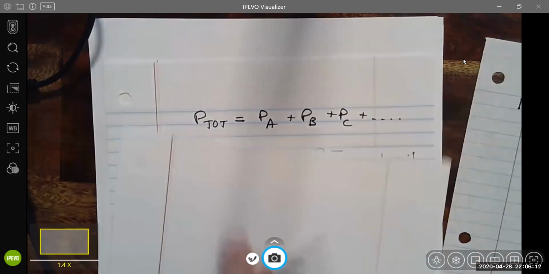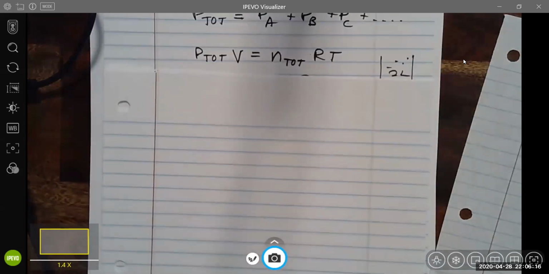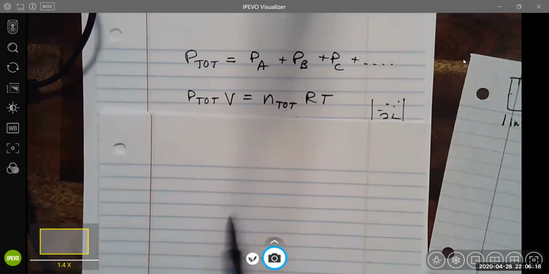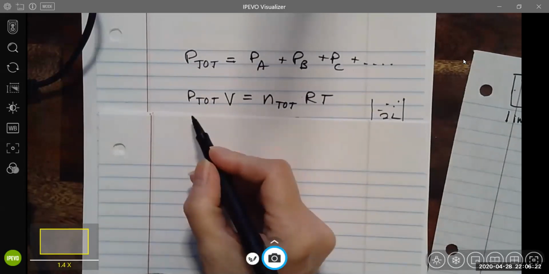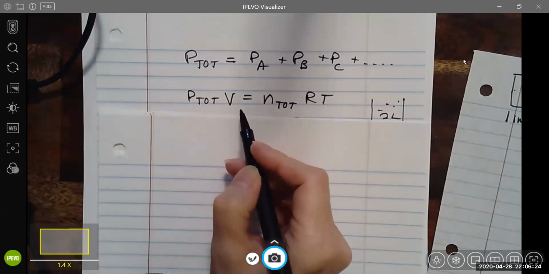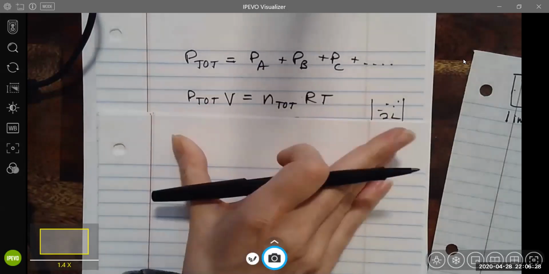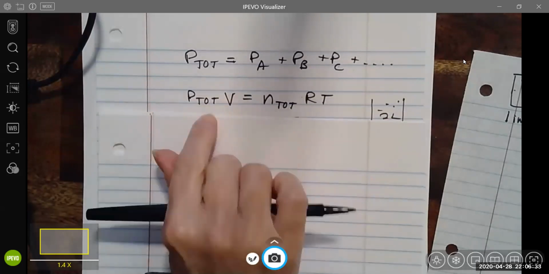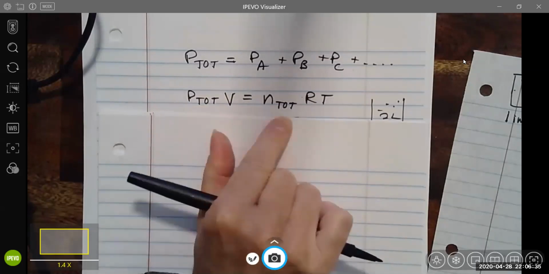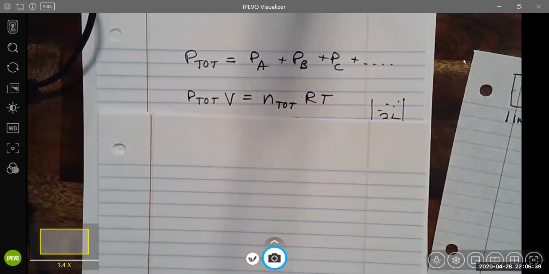That's one equation. The next one that you need to keep handy is that when we're using the ideal gas law, if we have a gas mixture, the total pressure times the volume equals the total moles times RT. So that's just your ideal gas law, PV equals nRT, but here we're specifying we have a mixture and we're looking at the total pressure and the total number of moles, which is counting particles of the gas.